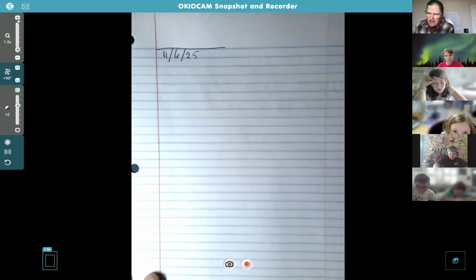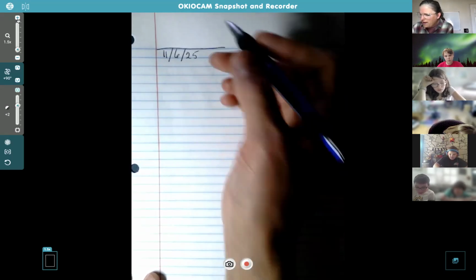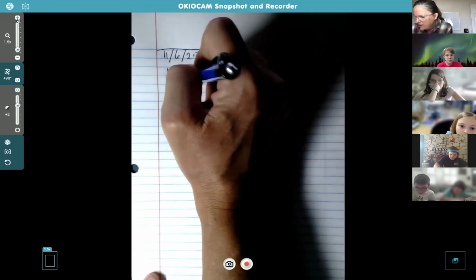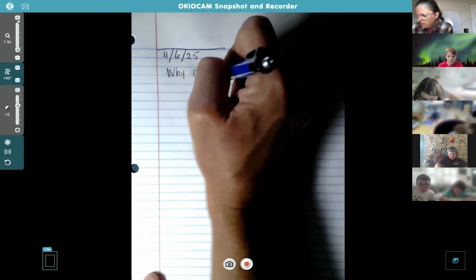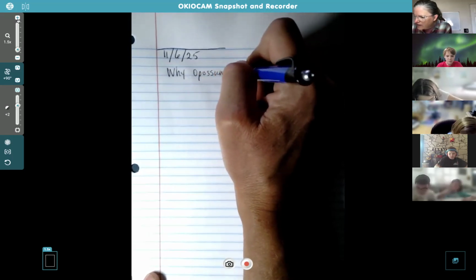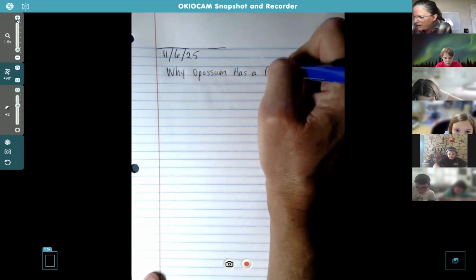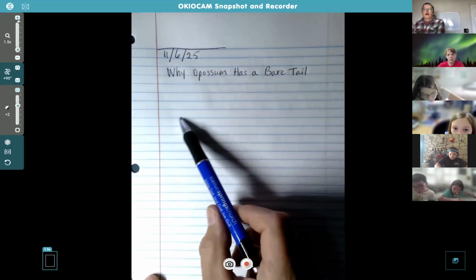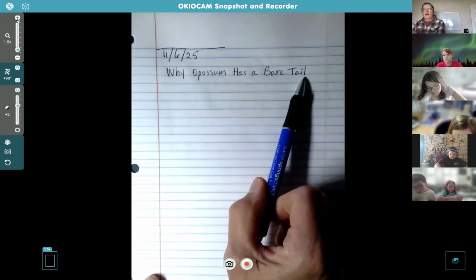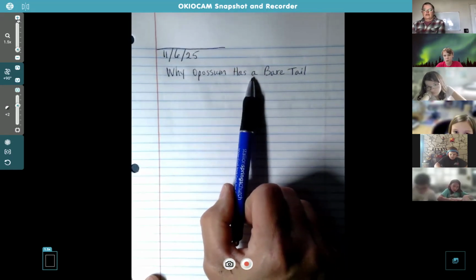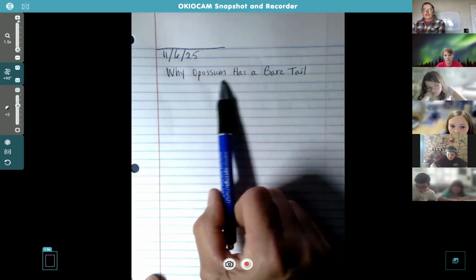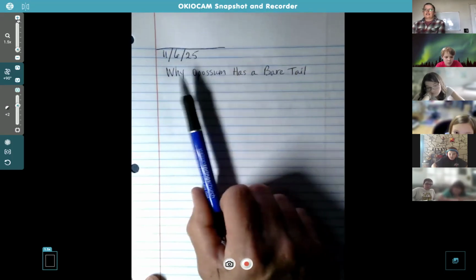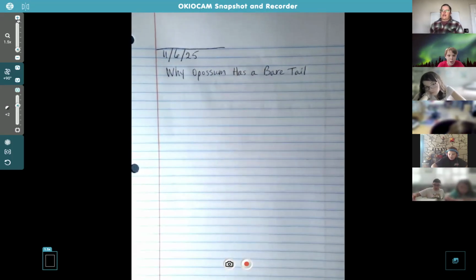And this is a long title. It's kind of a weird title, but it's Why Opossum Has a Bare Tail. So skip a line and I'm going to start it way over here. Now I want you to notice something as you're writing that title. Almost all of the words are capitalized except for A. So basically, all the keywords and even the verbs are capitalized, the first and last and everything in between, except for the little words like A.